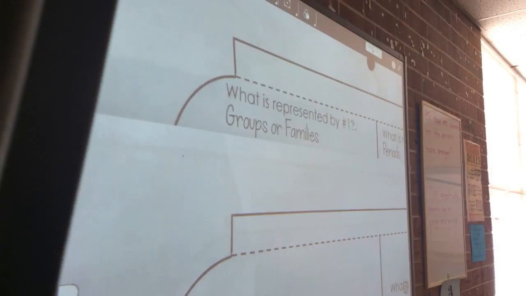Up and down, the vertical, the y-axis. Those are groups or families. You may see them as groups on tests, you may see them as families. The way I remember this is a mental picture of what it would look like if all the members of my family stood on each other's heads. With that image in my head, I can't forget that families or groups are up and down. So number 1 is groups or families.